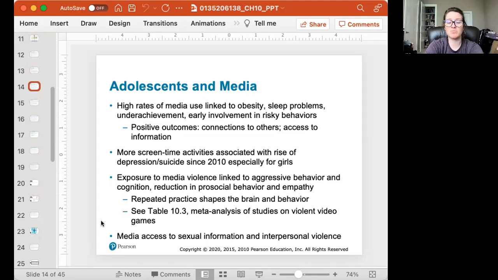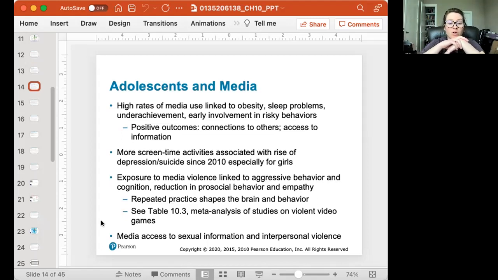Repeated practice shapes the brain and behavior. So repeated exposure to these things affects the brain and the way that we behave, right? The more you're exposed to something, the more you're likely to pick it up. And table 10.3 in your textbook has a meta-analysis of studies on violent video games. Media access to sexual information and interpersonal violence is also problematic, where teenagers might pick up on those behaviors.